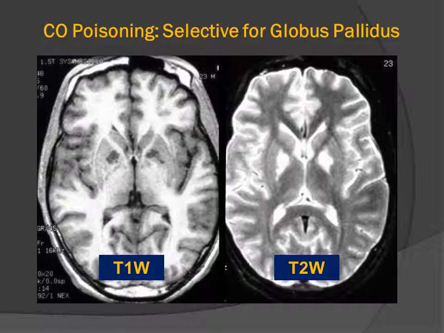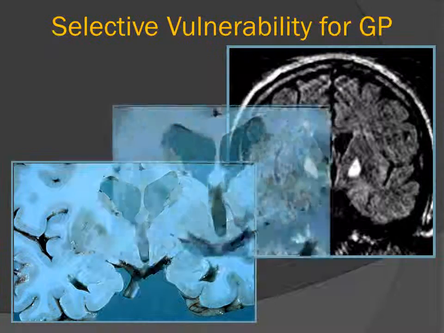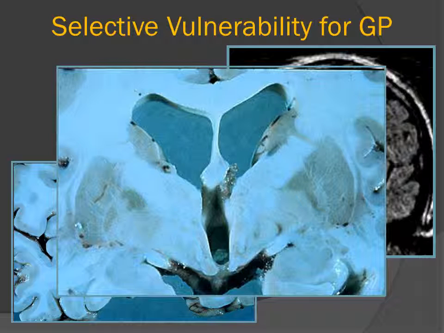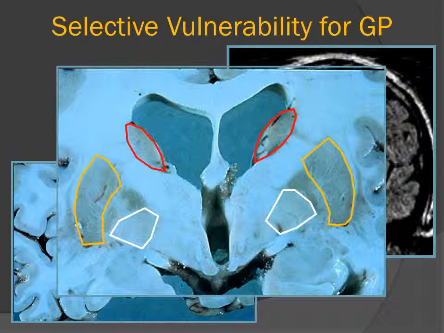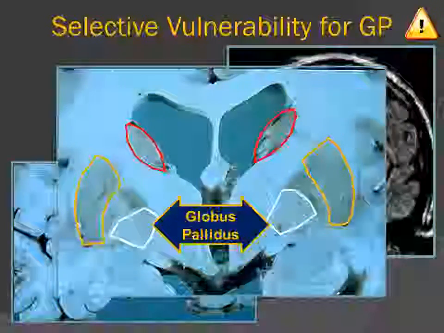Carbon monoxide is selectively toxic for the medial lenticular nucleus or the globus pallidus, producing an increase in the content of water and restricted diffusion, as we saw in our case. At autopsy, the patients will demonstrate corresponding lesions in the medial lenticular nucleus. Here we see the caudate nuclei, the putamen, which is the lateral portion of the lenticular nucleus, an abnormal pallor or loss of color in the medial lenticular nucleus, which is the globus pallidus.